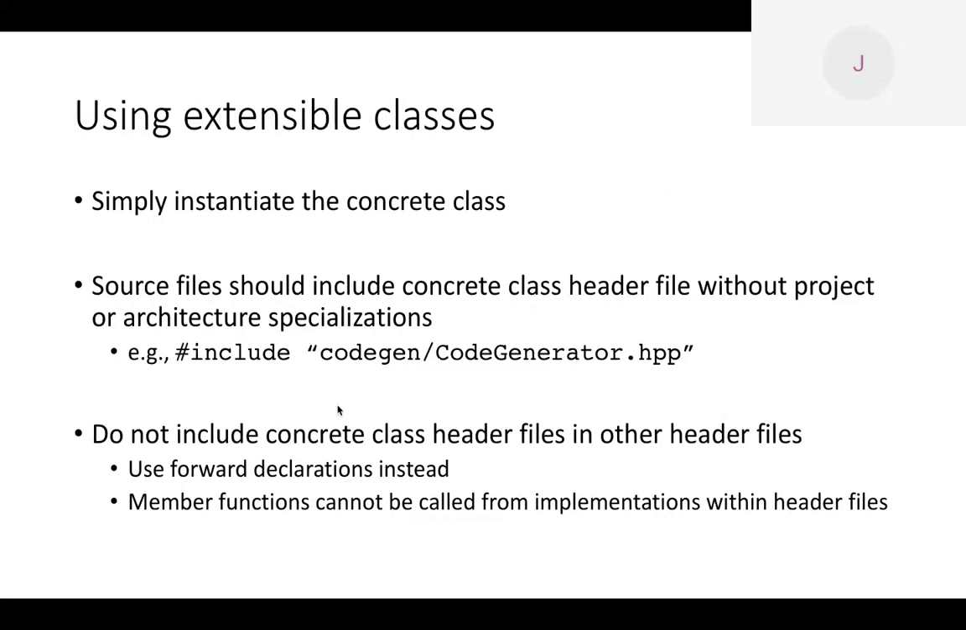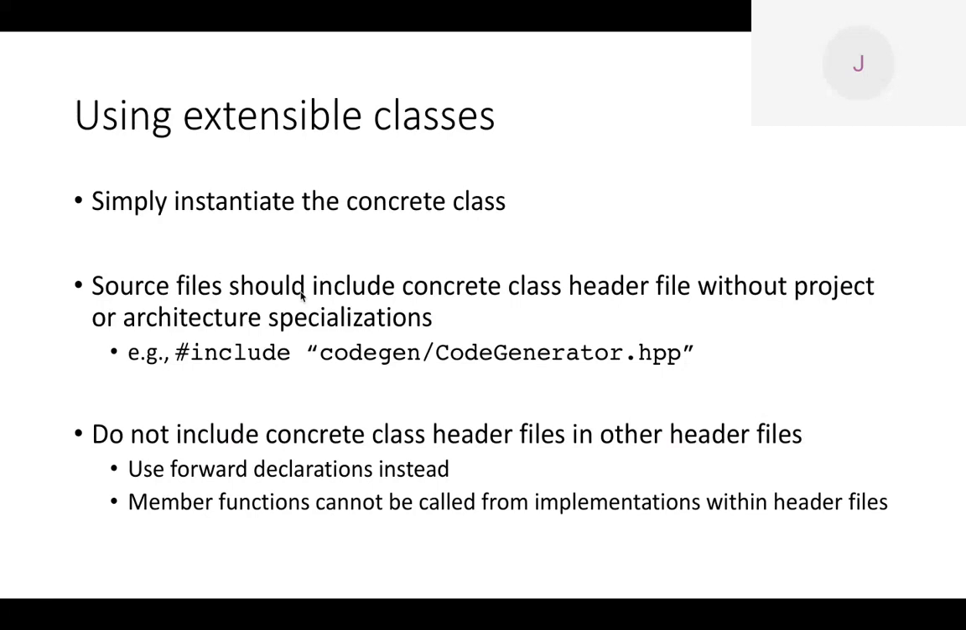You don't ever instantiate any of the extension classes at all. The source file should include the concrete class header file without any sort of project or architecture specializations. So in this particular case, in the code generator, we're just going to be including codegenerator.hpp. We're not saying, give me the X codegenerator.hpp. You're trying to let the generalities work as they're supposed to, and let the include path resolve everything for you.